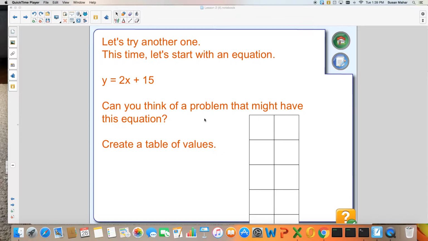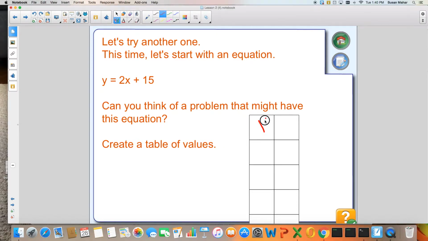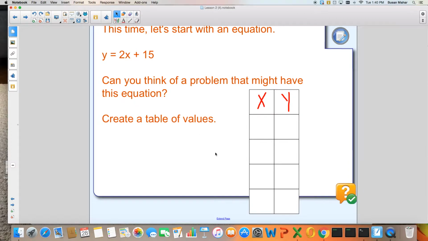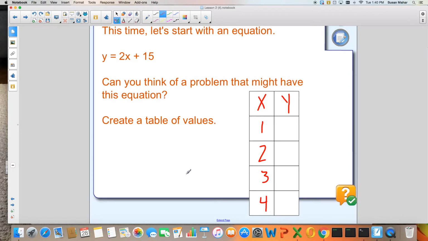Now we're going to create a table of values, and I am going to get it started for you. I'm going to put x here, I'm going to put y here, and I'm going to give it simple values, 1, 2, 3, and 4. And I want you to stop your video again and fill in the y value for each of the x values that I've given you.